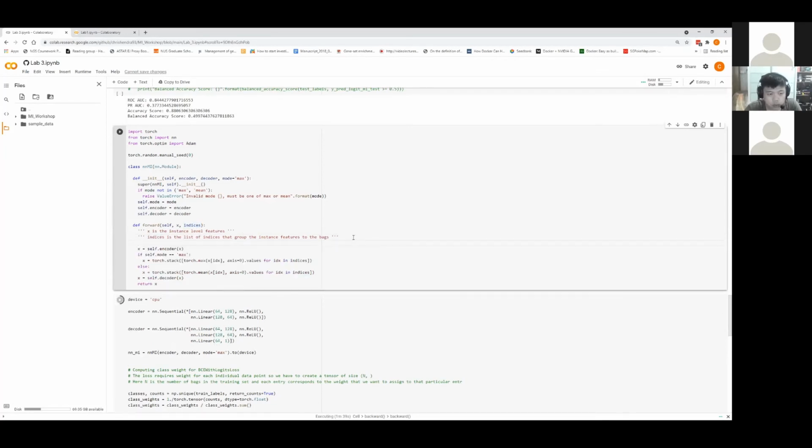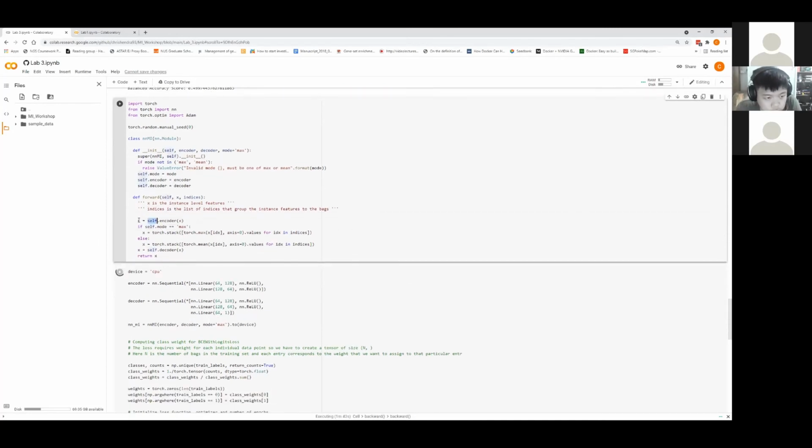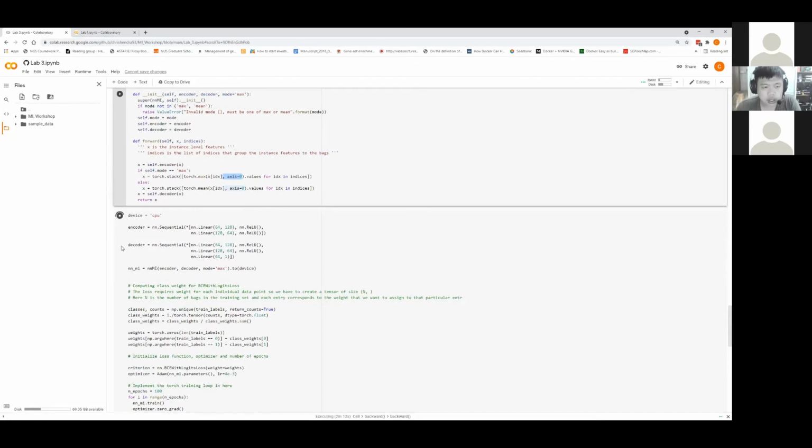So let's see what the model does. First, the model transforms our X with this function called encoder, which is what we passed originally to the model. After applying this encoder, the model will then, depending on the mode, if it is maximum, take the maximum of all the instances within each bag for each of the features. So what does that mean?